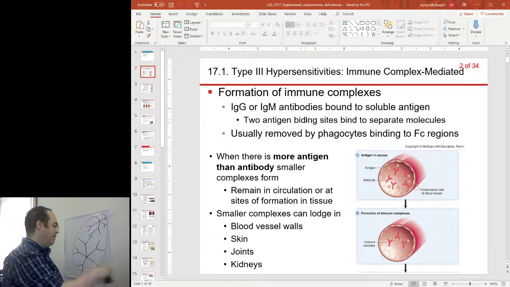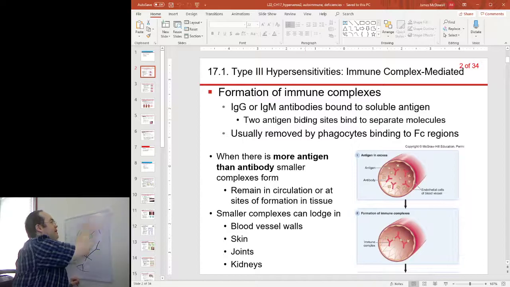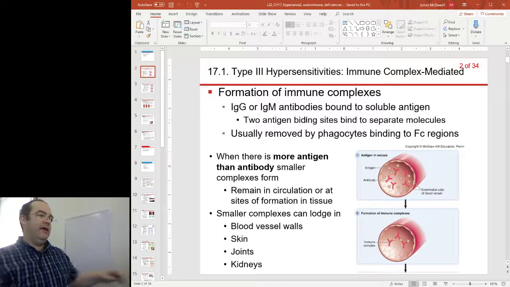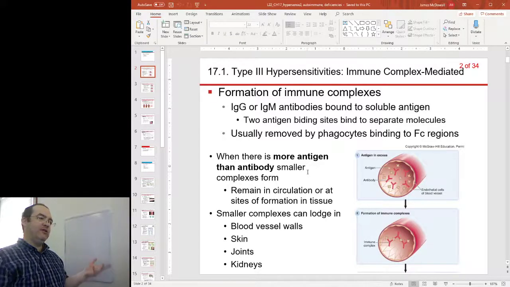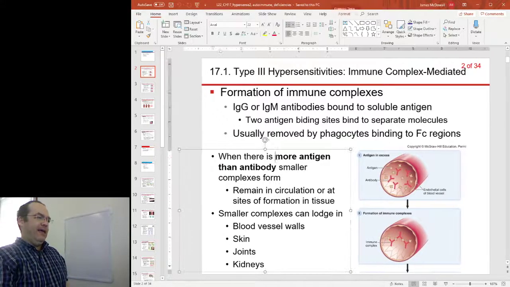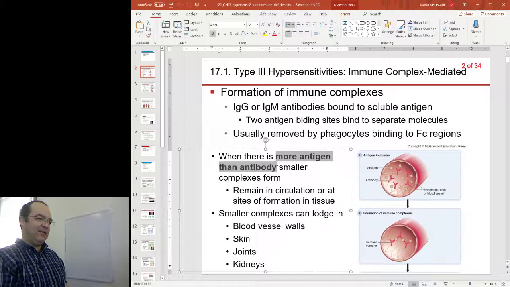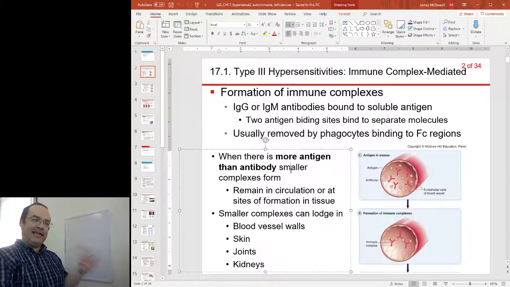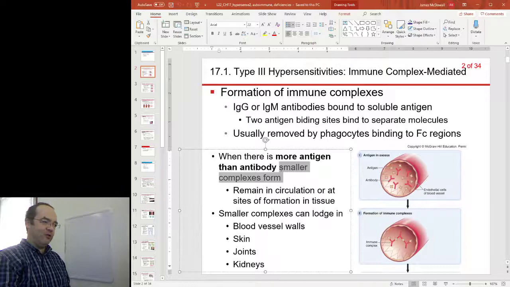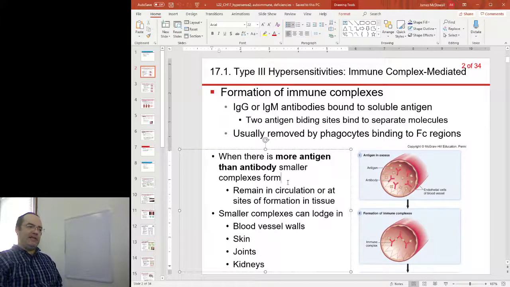The ability of immune complexes to form, and in particular the size of the immune complex that forms, is based upon how much antigen and how much antibody there is in circulation. If there is more antigen than antibody, if the antigen is in excess, then we start to form smaller immune complexes. And it's the small immune complexes that are of particular concern in our type 3.